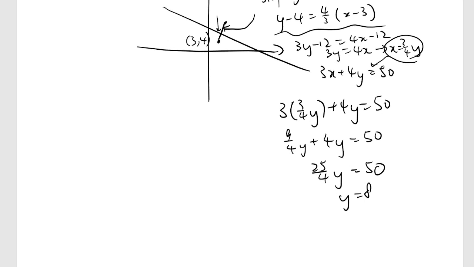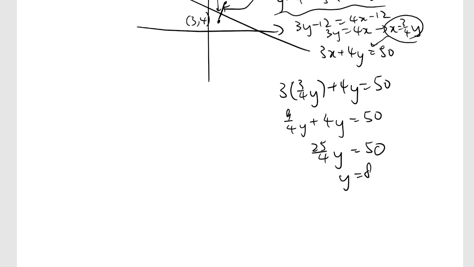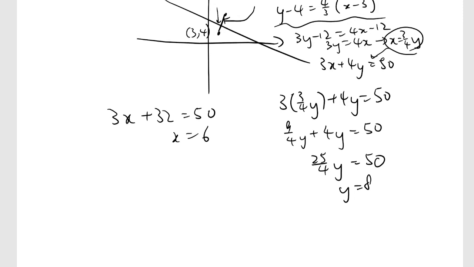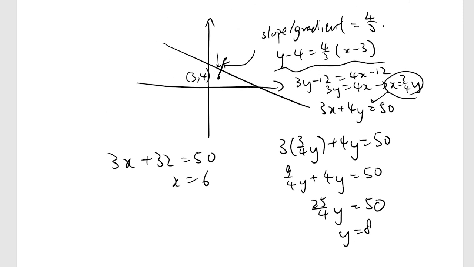So now I could find the x coordinate. Let's put it in the original line. So 3x plus 32 gives 50. So x is 6. Fine. So the intersection point is (6, 8).